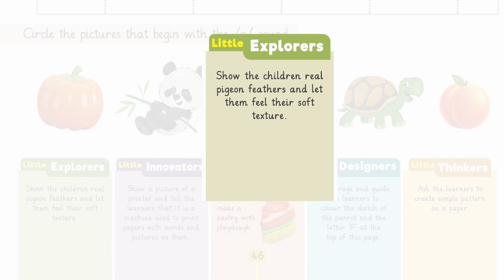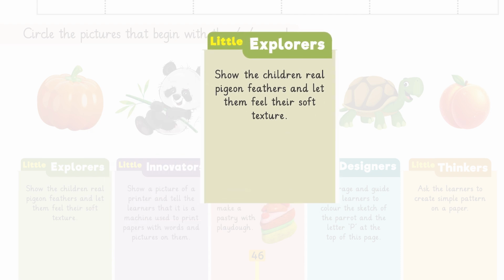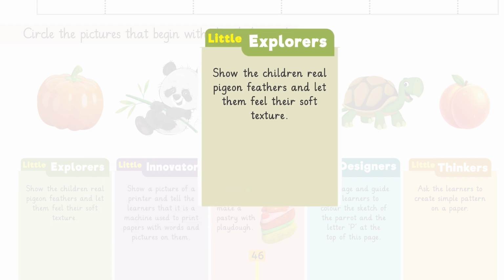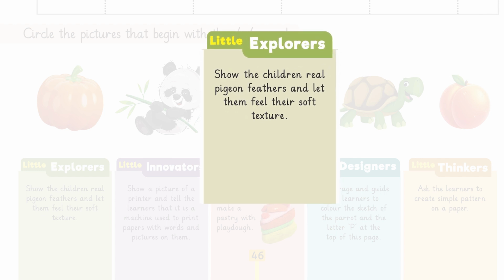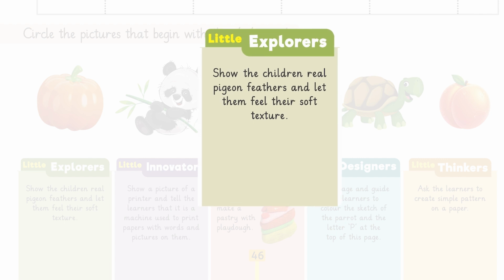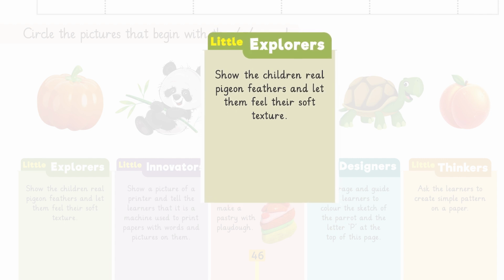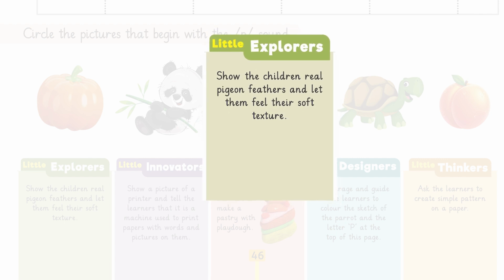Students are little explorers. Show the children real pigeon feathers and let them feel their soft texture. Because pigeon starts with P, so you are going to show them the feathers, यानी कि जो कबूतर के पर होते हैं, and let them observe the soft texture.